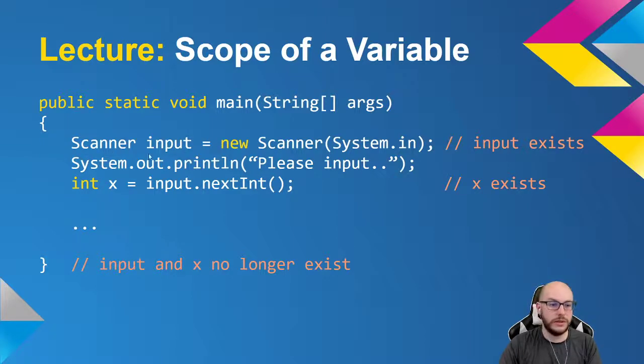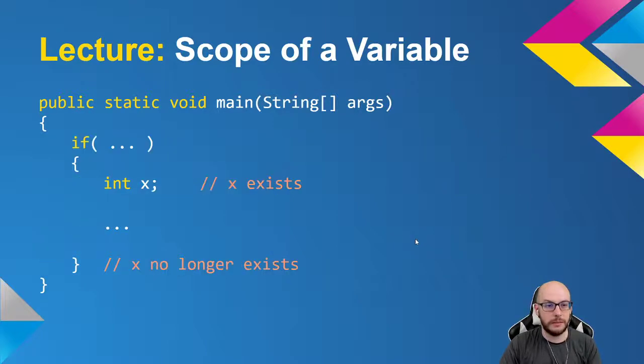I then prompt the user. I then declare a variable x and assign it a value. So input starts existing on this line. X starts existing on this line. They are both declared in the body of the main method, which means whenever the main method body ends, that's when they stop existing. Okay, not a big deal because we've been working almost exclusively in the main method.